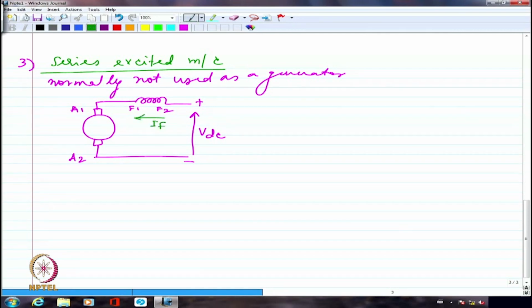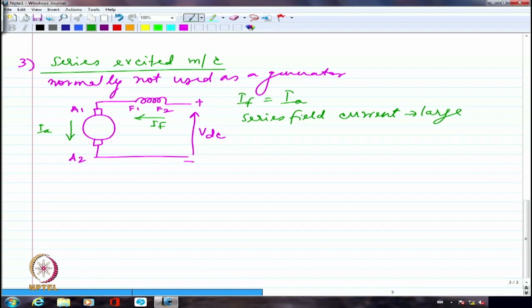If I call this IF and this IA, I'm going to have IF equal to IA. So the current is going to be large. So the series field current is large, as against what we saw for the shunt machine. For shunt, we said the current is very small, whereas for series the current is large. So I will have large ampere turns even with a smaller number of windings, a smaller number of turns.